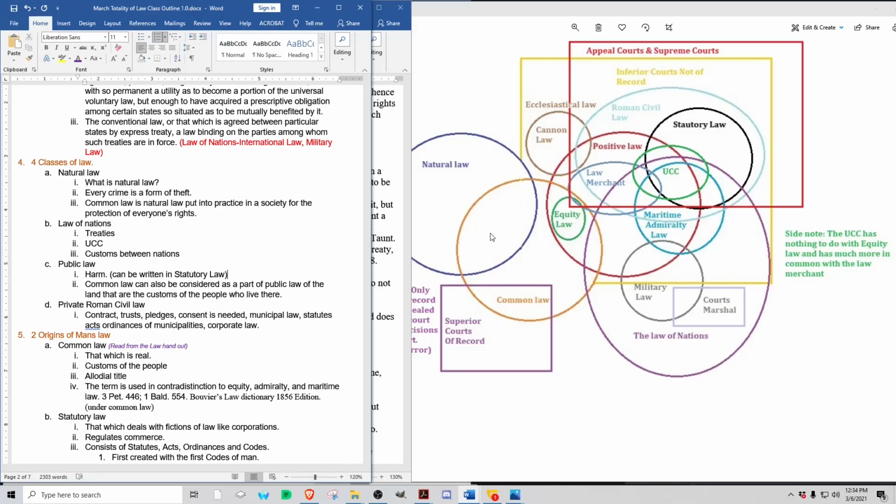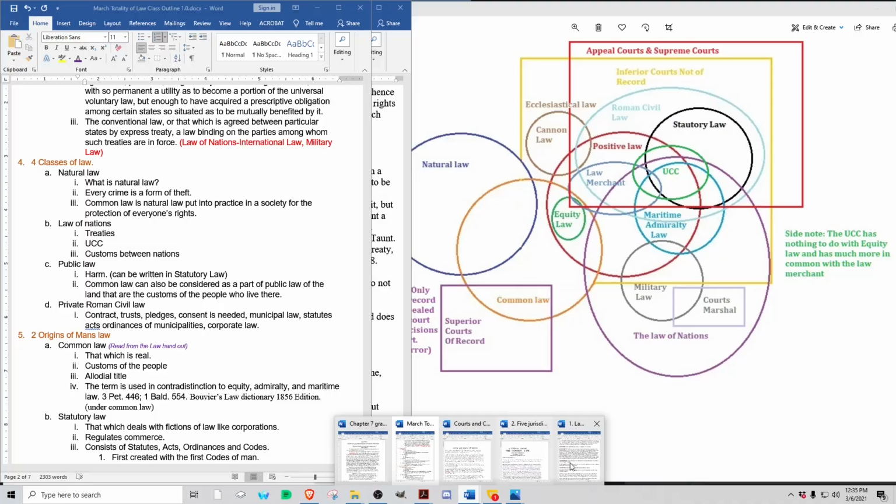And then the last class of law is private Roman civil law. Contracts, trusts, pledges, consent is needed. Municipal law is also part of that: statutes, acts, ordinances of municipalities, and corporate law. All of that is private Roman civil law, which, as we see, encompasses all the rest of this spiderweb of garbage. And I think, let me look up, and let's go back to the law.